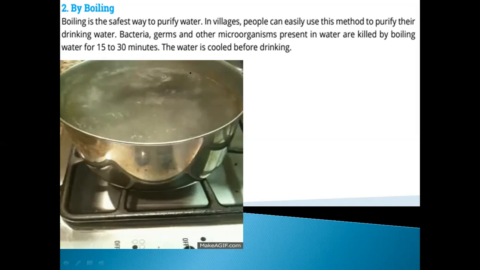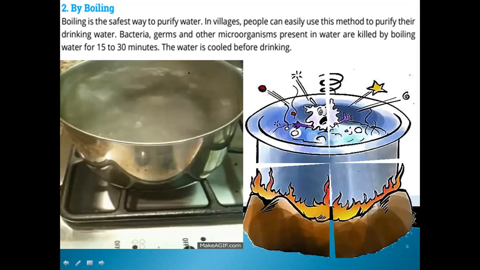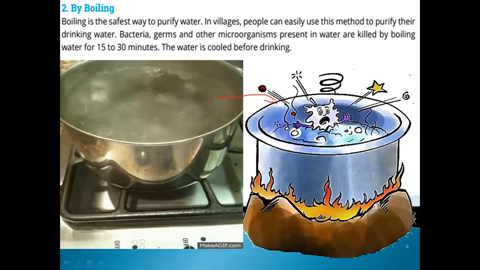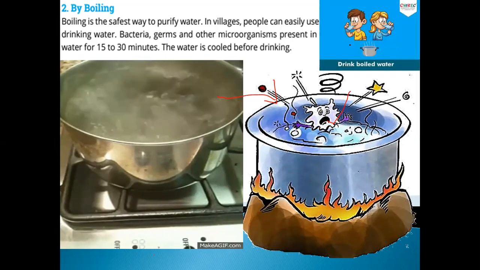Before drinking, the water has to be cooled down. So what happens when we boil the water is that the unseen substances, the germs, bacteria, or any type of germs which can make us ill, are killed. Everyone can do this, so everyone should drink boiled water, because that is healthy, because the germs are killed in this process.